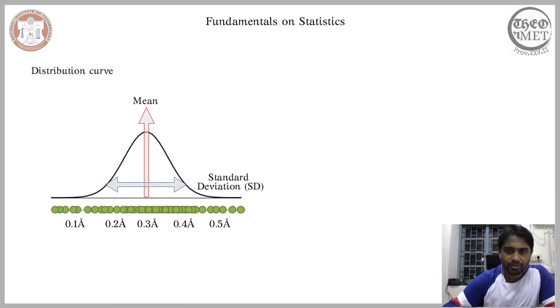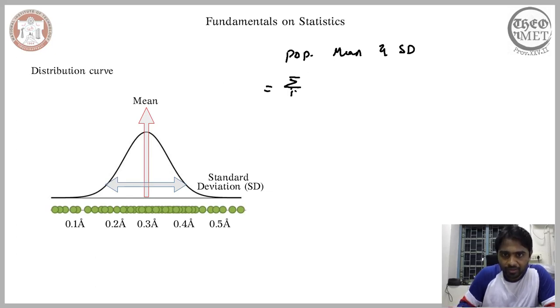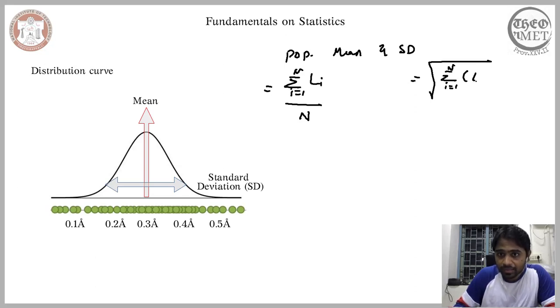So now when we write down the expression for the population mean and standard deviation, this expression would be the summation of i from 1 to n of Li divided by n, and for the standard deviation it would be the square root of the summation of i from 1 to n of the difference between the lattice parameter and the mean, squared, divided by n. So this is population mean and standard deviation.